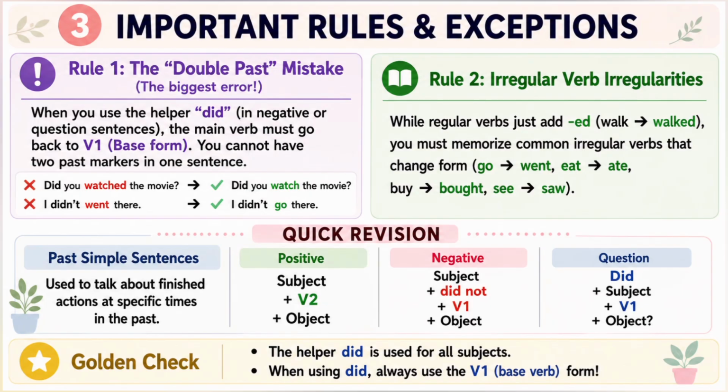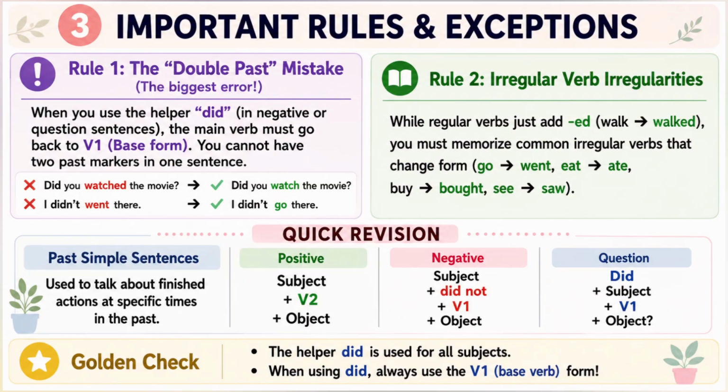Rule number 2 is irregular verb irregularities. Many regular verbs simply add ed in the past. For example, walk becomes walked. But many common verbs are irregular, so you must memorize them. For example, go becomes went, eat becomes ate, buy becomes bought, and see becomes saw.